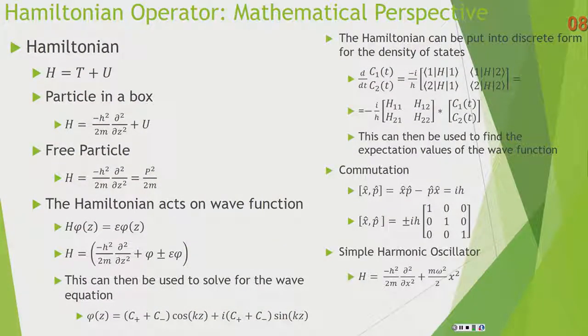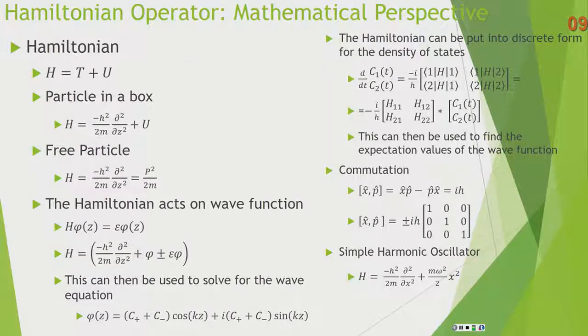Okay. So again, we express our Hamiltonian. We can express the Hamiltonian as a particle in a box or as a free particle. And it's good to note that for the free particle, we can express it as momentum squared over 2 times the mass. So we can express, again, our evolution operator in terms of the Hamiltonian, and then later in terms of momentum. The Hamiltonian can then act on the wave function as with the momentum operator, which can be used to solve the wave equation to give us 2 sinusoidal waves.